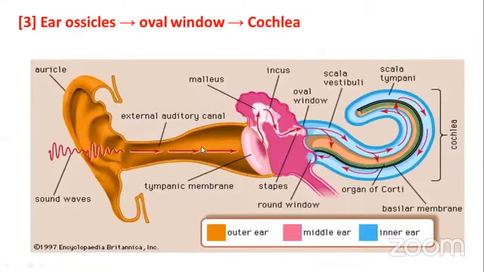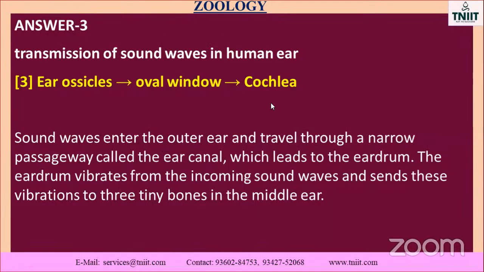How is it possible? See, this is the auricle that carries the impulse, external auditory canal, tympanic membrane, sound waves, round window, incus. See, this part is malleus, incus, and oval window. Then it will be passed on to the other part. Don't forget, my dear, this is very, very important. Ear auricle, oval window, cochlea.